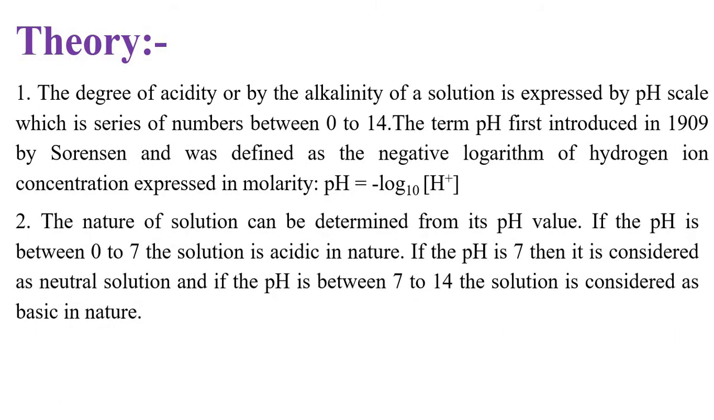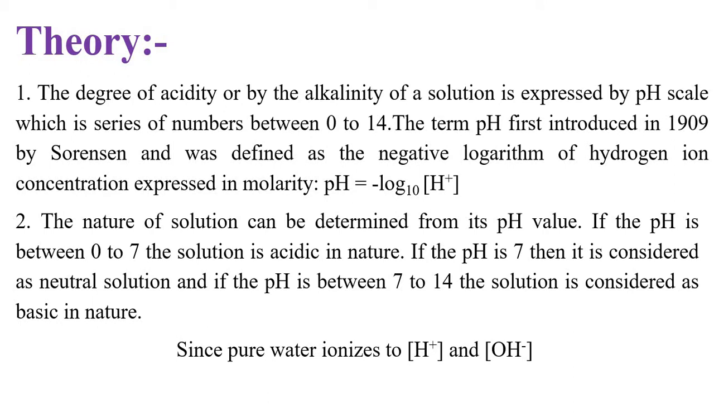The nature of solutions can be determined by the pH value. As you know, pH scale is the numbers from 0 to 14. It is divided into three parts. 0 to 7 is the acidic nature of solution. 7 is a neutral nature and pH 7 to 14 is for basic nature of solutions.